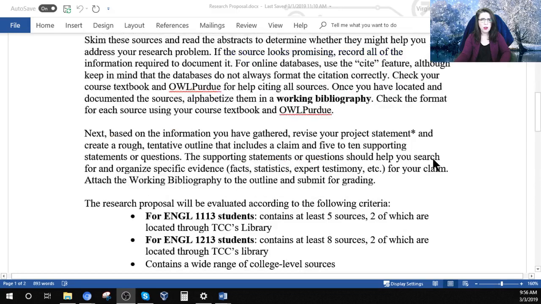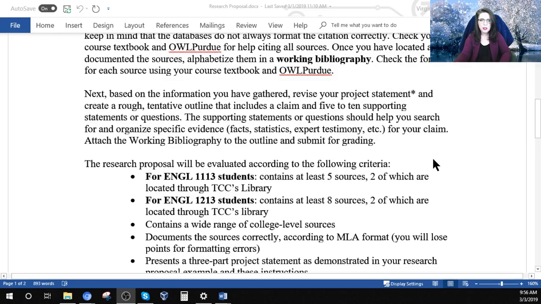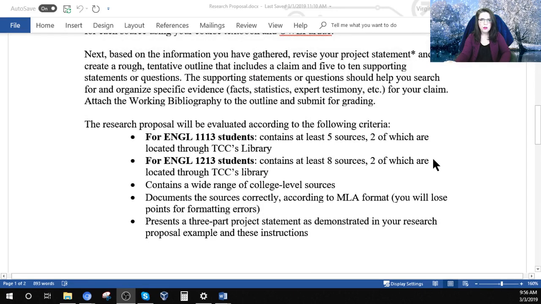After you've gathered all your sources, you are going to then compose the research proposal. Now, if you're in English 1113, you're going to need 5 sources for the research proposal, and if you're in English 1213, you'll need 8 sources for the research proposal.